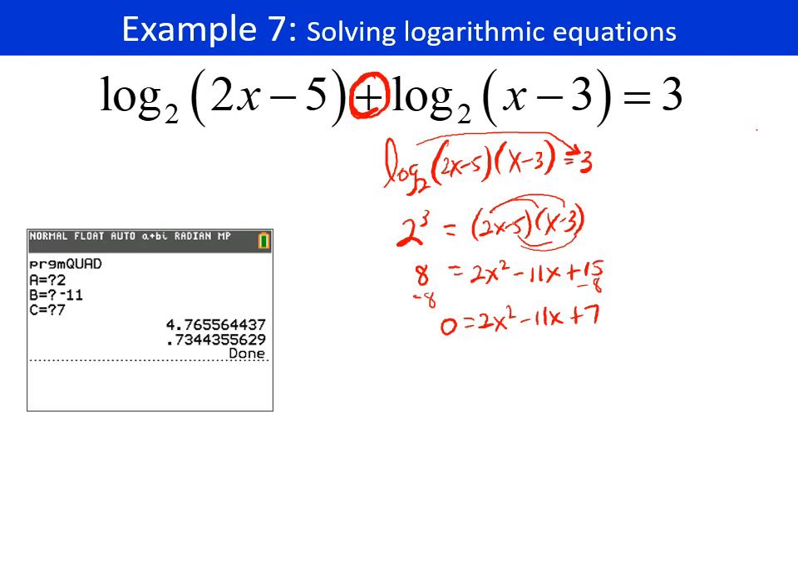Now these aren't exact answers. However, in the problems that we're doing in this chapter, we're always asked to round off our answers to 3 decimal places. Now, we need to verify that these are indeed both solutions by substituting those back into the original equation and see do they work.